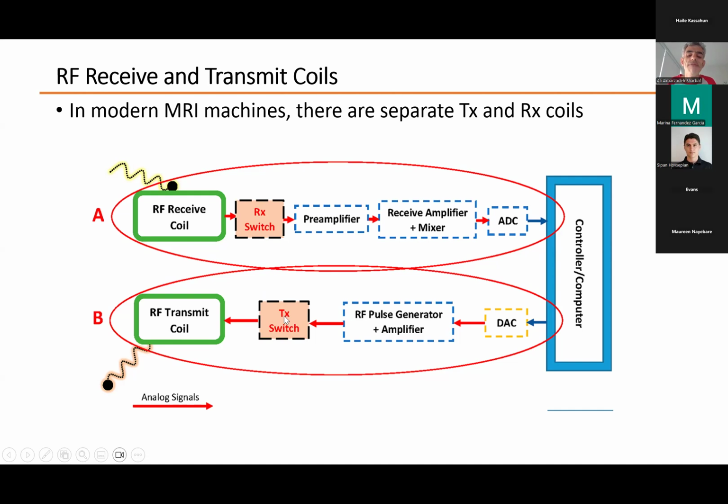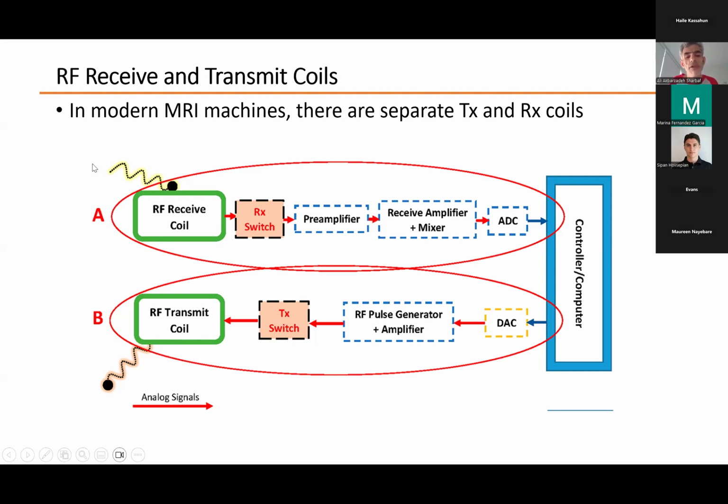And here we have a transmit switch and a receive switch. Why? Because we have to be able to control the transmit and receive coils, because these two do not work at the same time. When we are in the transmit mode, the receive coil is off. When we are in the receive mode, the transmit coil is off. So we have to be able to control each of these coils separately.